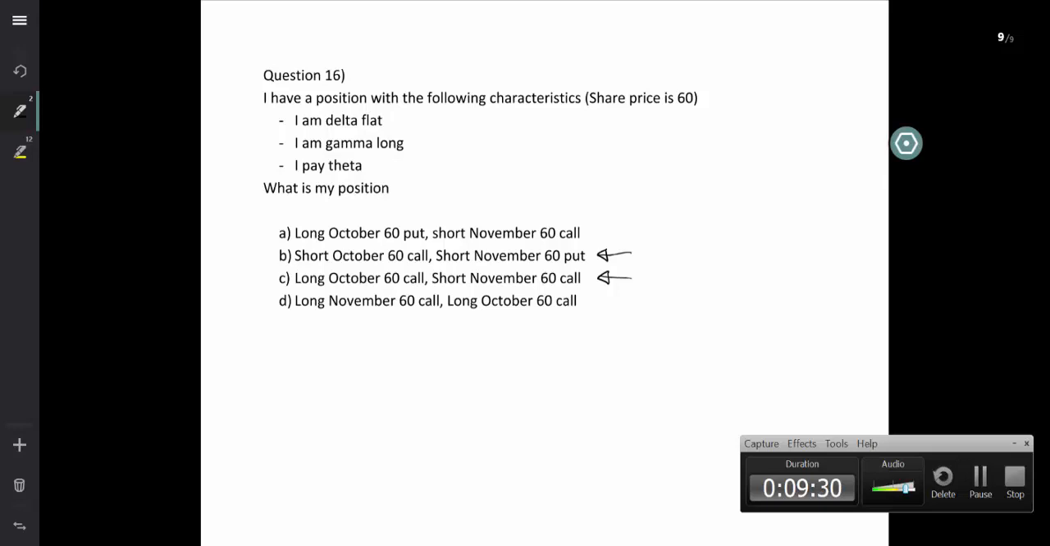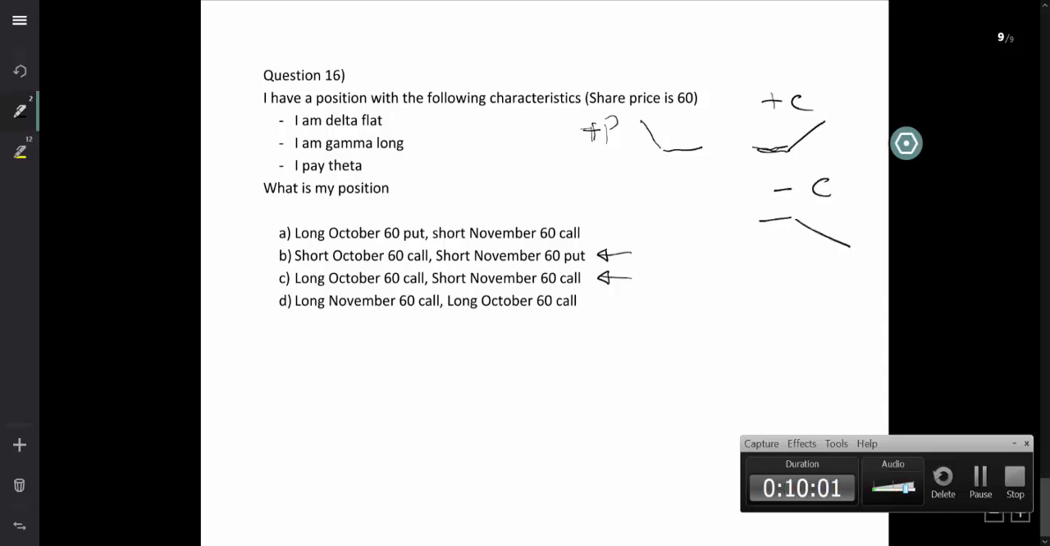Yeah, very good. Now, I'm going to take this in slow motion. If you are long the put, your payoff profile is like this. You know that. And if you are long the call, so this is long put, this is long the call. And therefore, if you are short the call, it's just like the mirror image. Now, for answer A, if you are long put and short call, you are adding these two up.